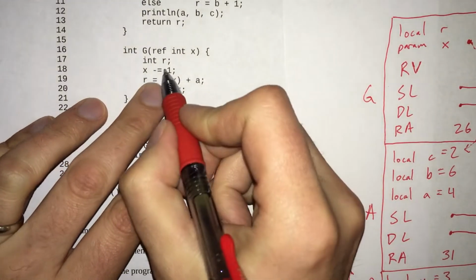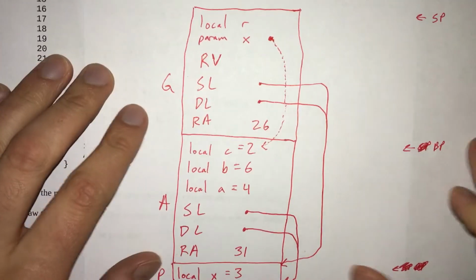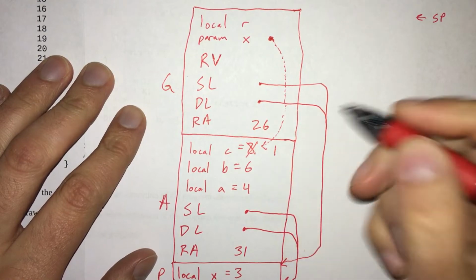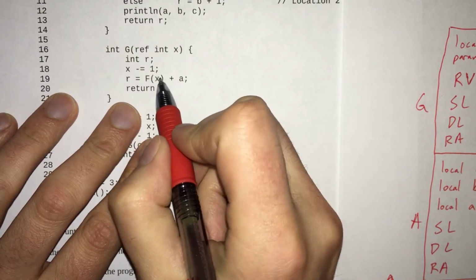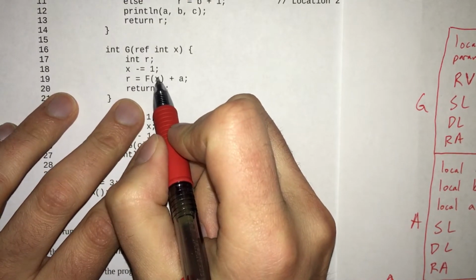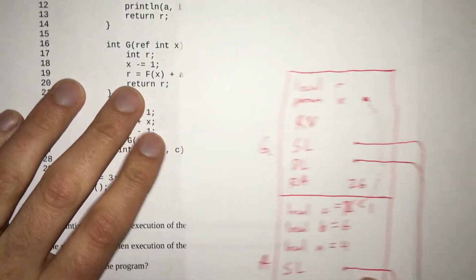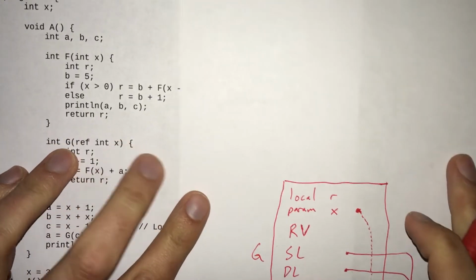So what do we do? Well, we decrement X, so remember that X here is really just a reference to C, so this really just decrements C, so C is now 1. And then it calls F. So we call F, and then we're going to need the return value of that and add it. So we'll need to do a little bit more here, but we can go ahead and make that call to F.